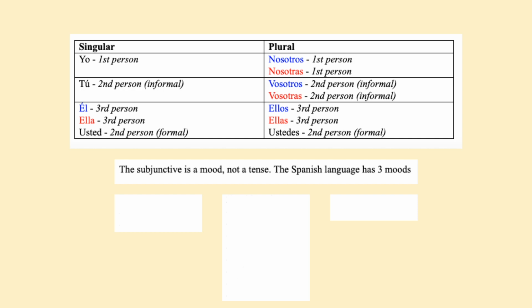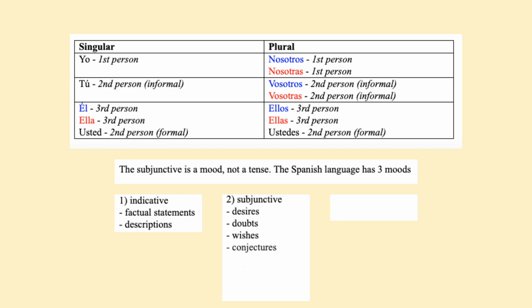So the first thing to know is that the subjunctive is a mood, not a tense. There are three moods in the Spanish language: the indicative, which refers to factual statements and descriptions; the subjunctive, which deals with desires, doubts, wishes, conjectures, possibilities, unknown, the abstract, and emotions; and there is also the imperative mood, which deals with commands.